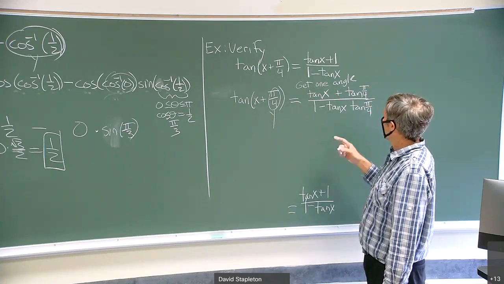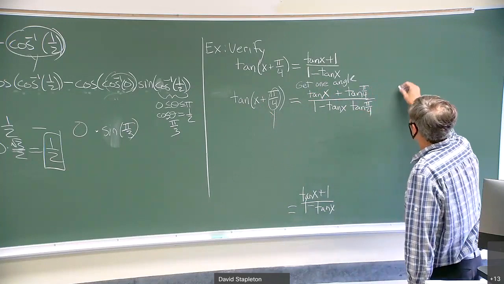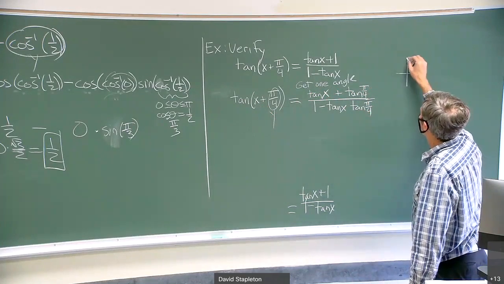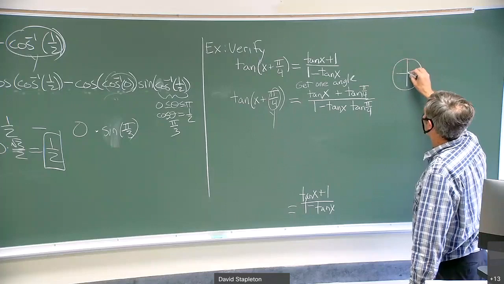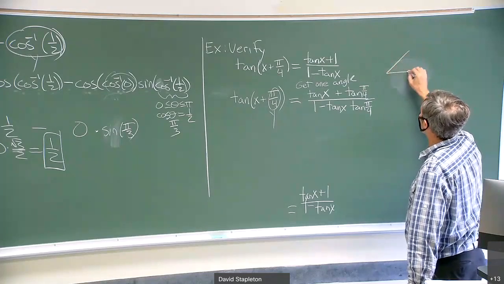Now I've gotten it down. I can evaluate tangent pi over 4. Maybe you will recall tangent pi over 4. We can figure it on a circle or on a triangle. Let's just do a triangle. That's easier, right? For acute angles, I usually use a triangle.